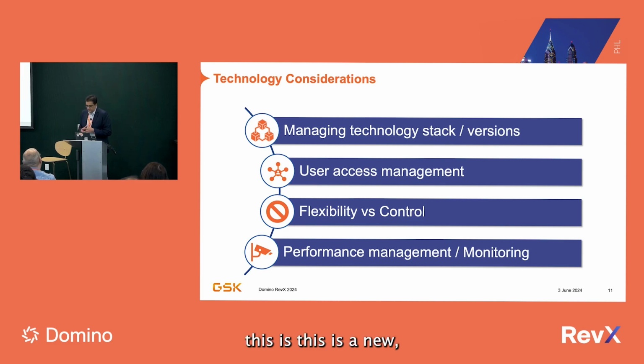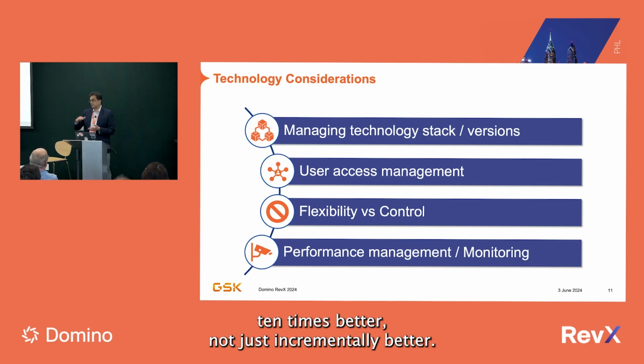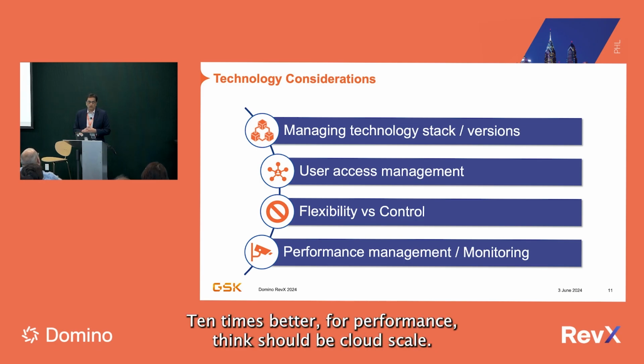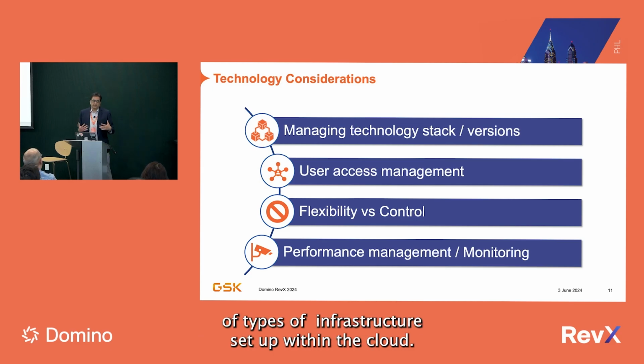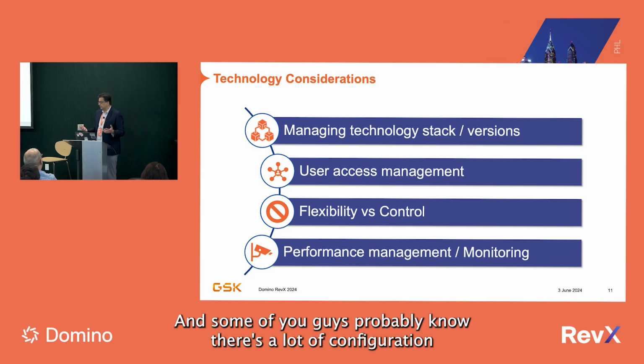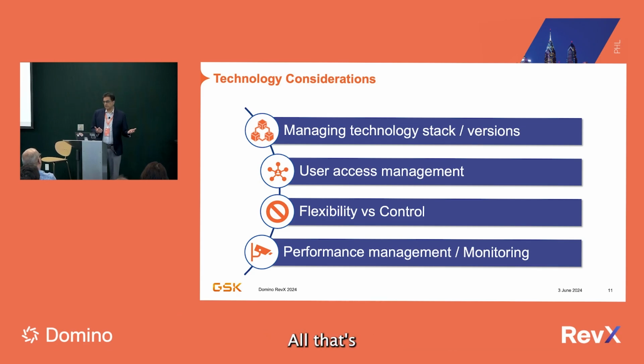That's an area we really need to pay attention to, for a number of reasons. There's an expectation that things are working 10 times better. It's just incrementally better, but people expect 10 times better performance. They should be cloud scalable, let's just move on. But a lot of that depends on how your infrastructure is set up. Even at the cloud level, some of you probably know, there's a lot of configuration and a lot of learning curves as well.